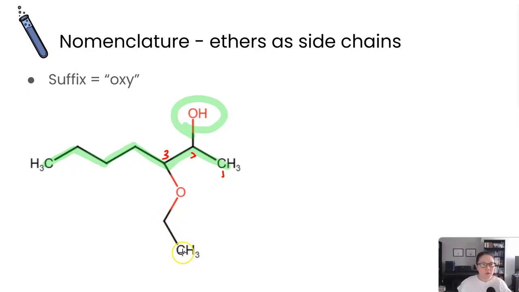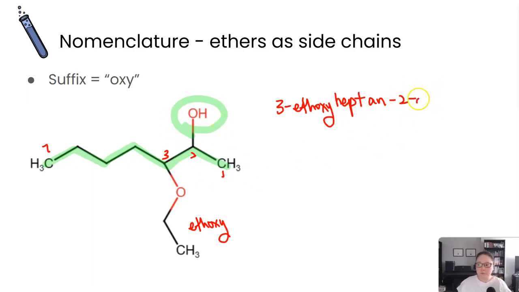This has 2 carbons, and so if it didn't have that oxygen, this would have been an ethyl group, but because it does have that oxygen, it's now an ether, so this is going to be ethoxy. So put the name together, start with your side chains, then comes the number of carbons in your parent chain, no double or triple bonds to worry about, and then that functional group. So this one ends up being 3-ethoxy heptene 2-ol.